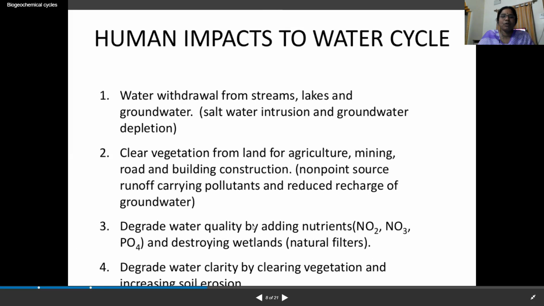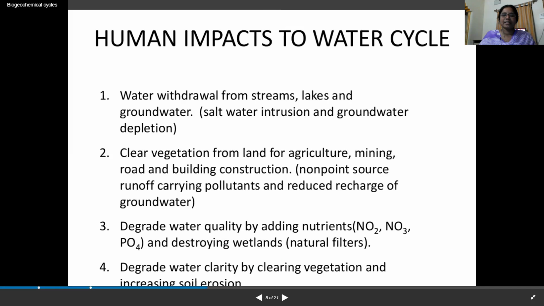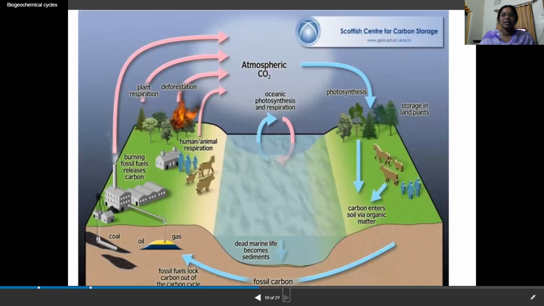Next, degrading water quality by adding nutrients and destroying wetlands. Next, degrading water clarity by clearing vegetation and increasing soil erosion. Whenever we clear vegetation, obviously erosion of soil takes place.